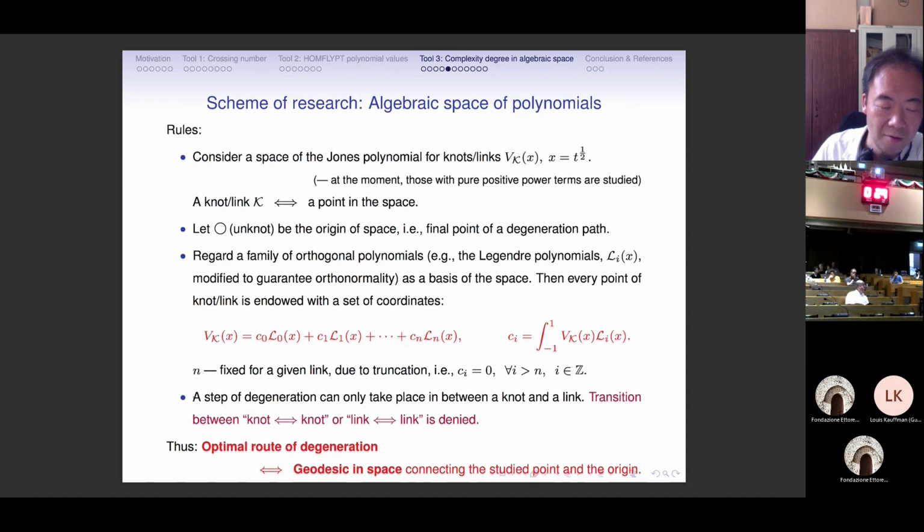Of course, we still have to give some extra, additional rules or requirements, restrictions, that we deny the transitions from knot to knot and the transitions from link to link. We only permit the transitions from knot to link or from link to knot. Okay, then in such a picture, the optimal route of degeneration corresponds to a geodesic in space.